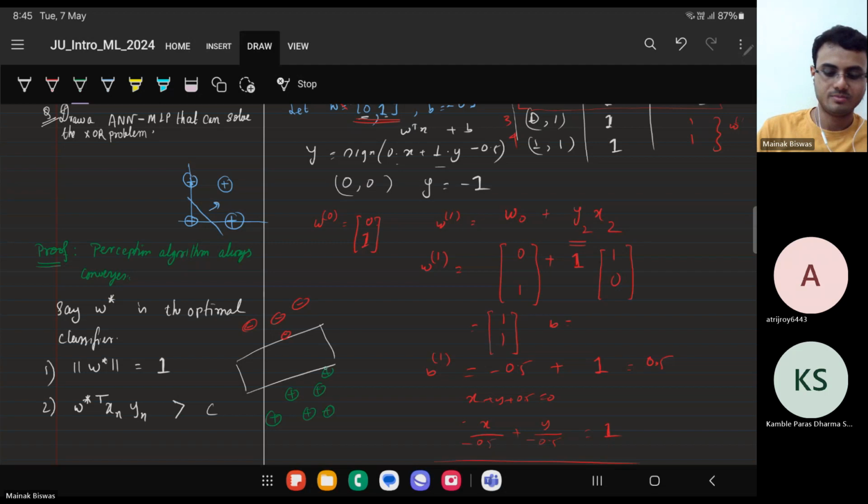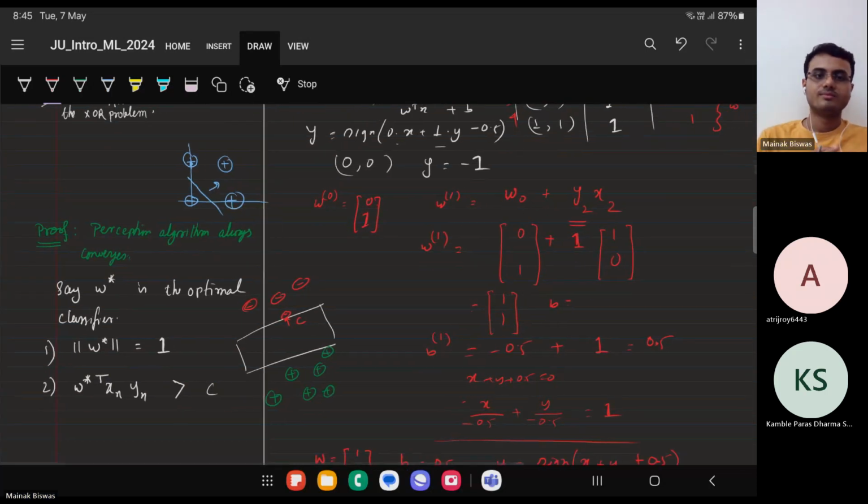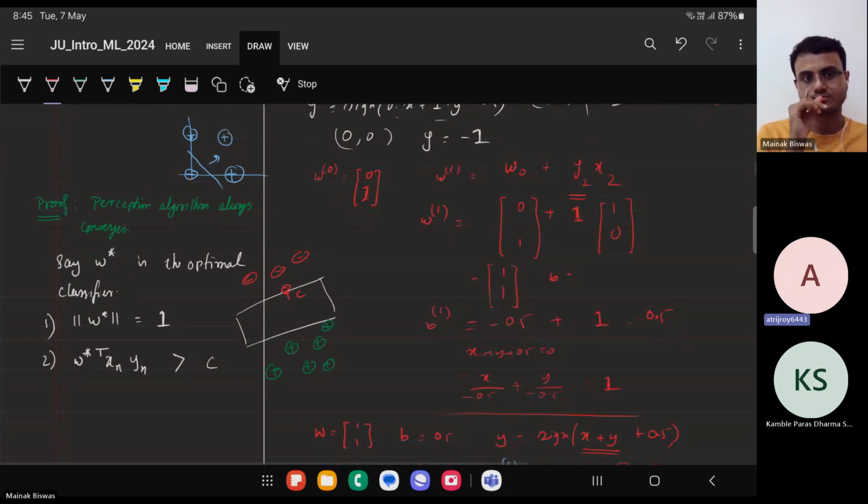Yes or no? And say the minimum distance that you have is C. This C can be minimum 0, like tends to 0, right? There should be a constant C. Now, one more thing: the norm part equals 1, that was not needed to be done. The scaling part was not needed in the last question.